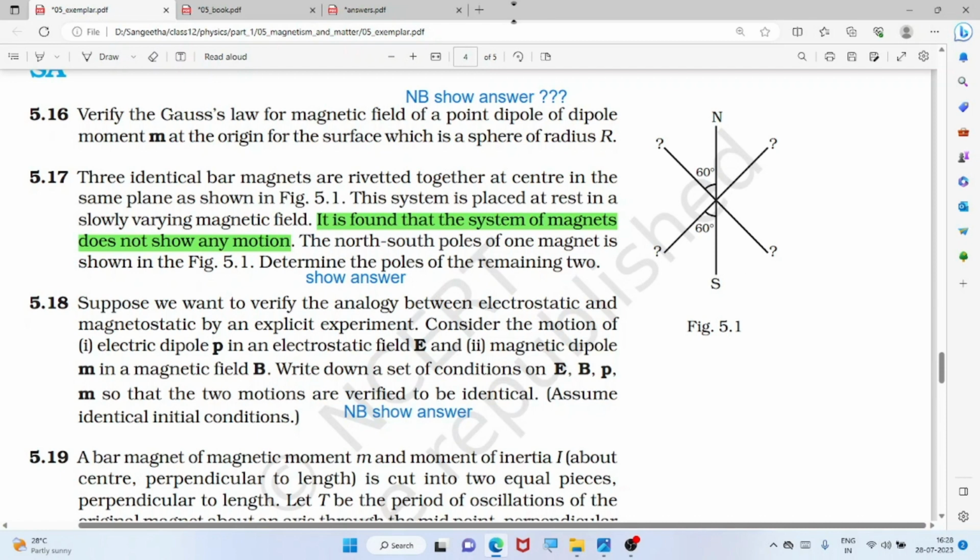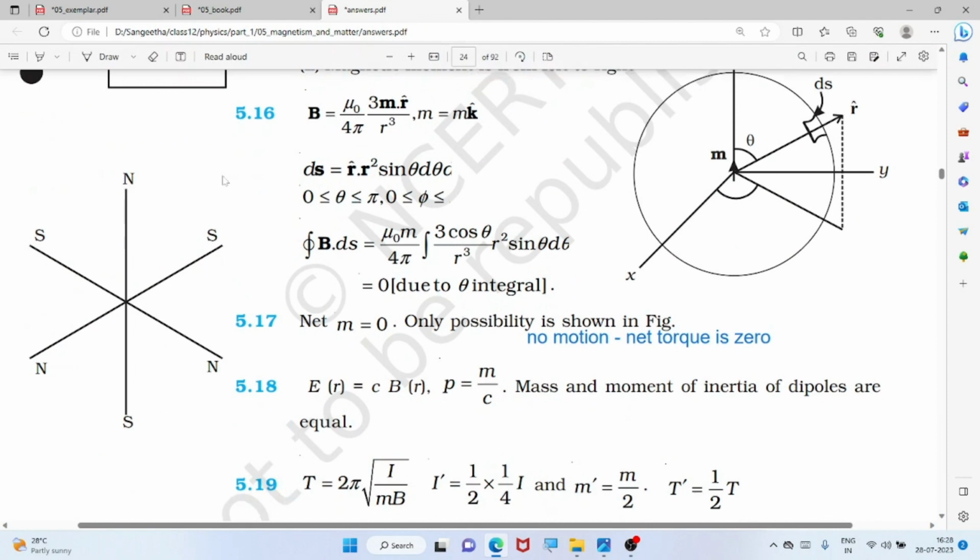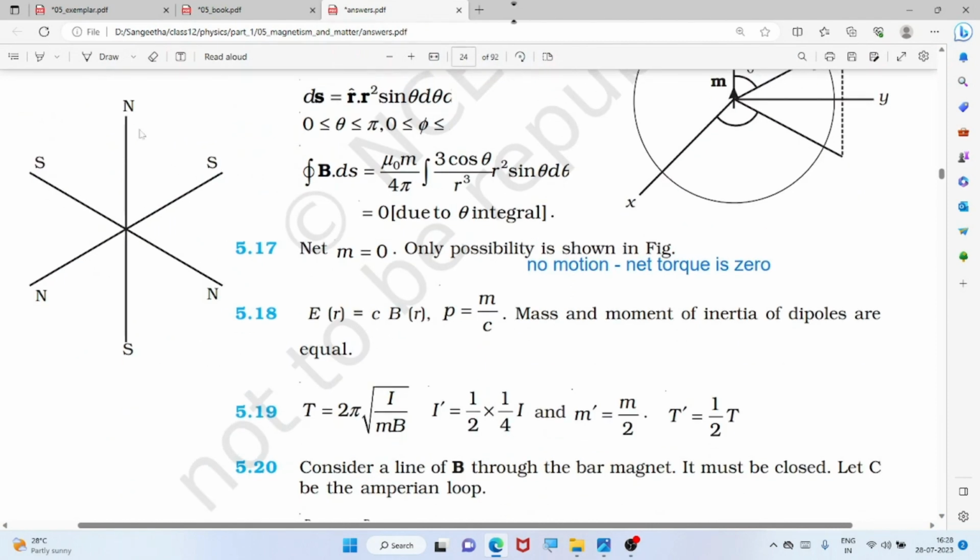When you place it like this, it will get attracted, but at the same time this side also will get attracted, so it will get balanced. So there is no motion here. You see north south, north south, north south. So it will not move because of the equal forces on the other side.